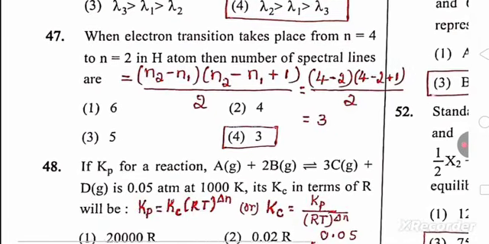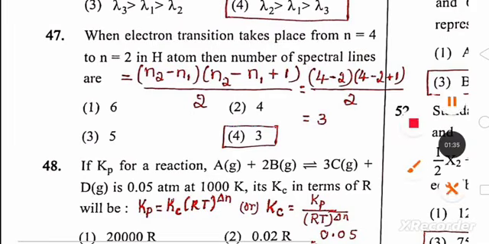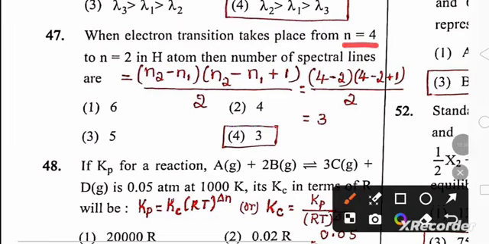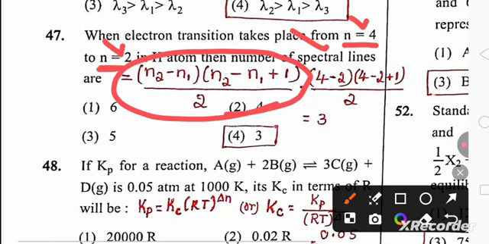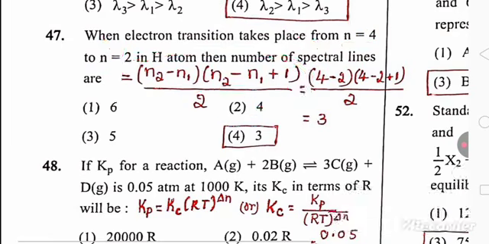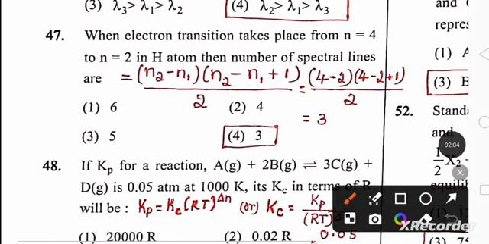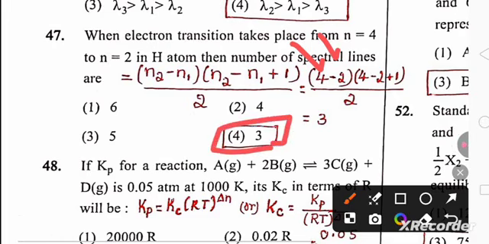Second question. When electron transition takes place from n is equal to 4 to n is equal to 2, which means n1 value is 2 and n2 value is 4 in hydrogen atom, then the number of spectral lines. To find out the spectral lines, we have a formula, that is n2 minus n1 into n2 minus n1 plus 1 divided by 2. When we substitute the values where n2 is equal to 4 and n1 is equal to 2, we will get the number of spectral lines equals 3. The number of spectral lines are 3.